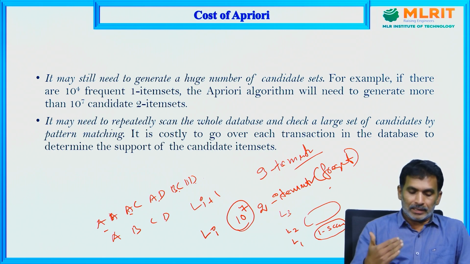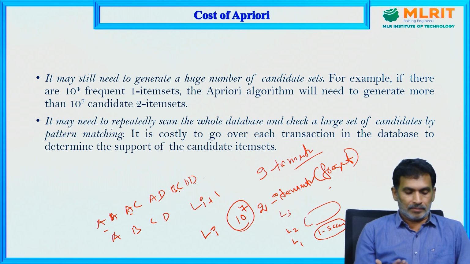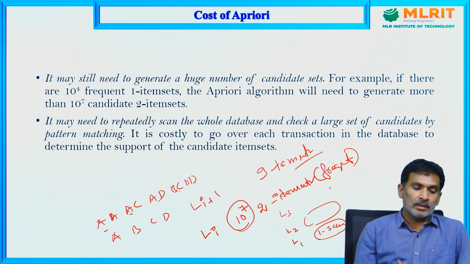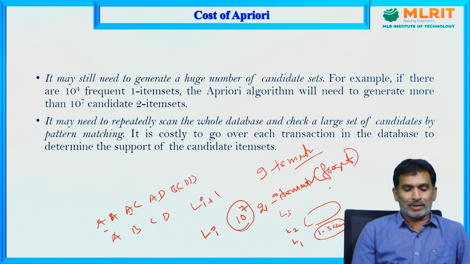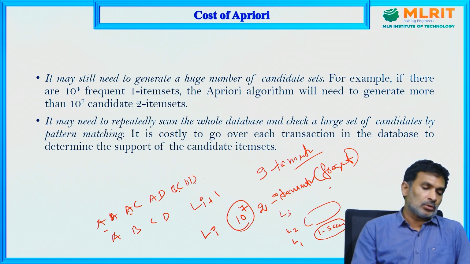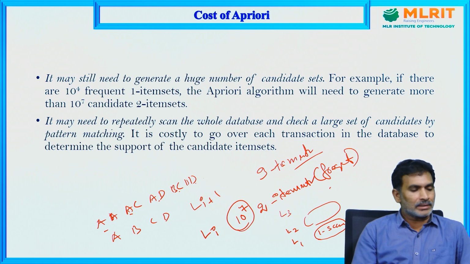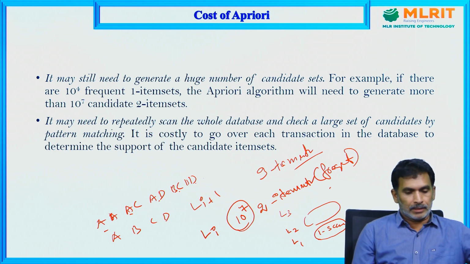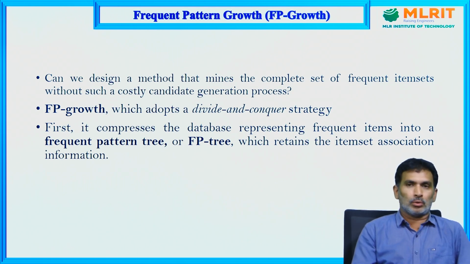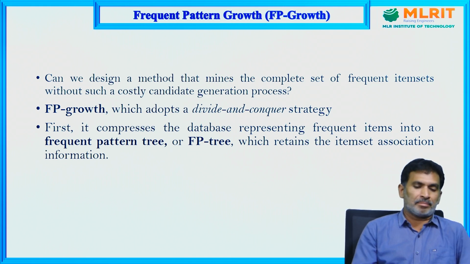Similarly, we find the frequent item sets, and from those we generate the candidate item sets of 3 items length. So this is the way it goes, based on the number of levels. Suppose there are n levels used in Apriori, then n scans need to be done to determine the frequent item sets. Also, it is costly to go over each transaction in the database to determine the support of the candidate item sets. These are the two important costs still not addressed by the Apriori algorithm. So the researchers proposed another algorithm called frequent pattern growth, in short FP growth.